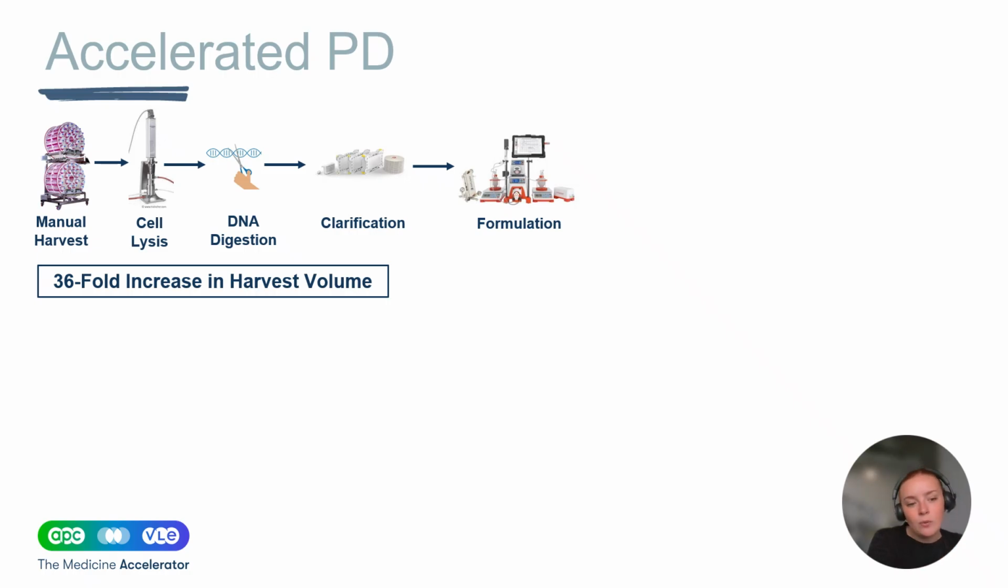And the downstream that we were tech transferring in was this manual harvest, where we take off the roller bottles, add water for injection, and then pour off the media, add water for injection again, and then we're left with our cells and the water for injection. We go on into batch cell lysis using sonication, DNA digestion with an enzyme, clarification with depth filters, and then a formulation step using UFDF.